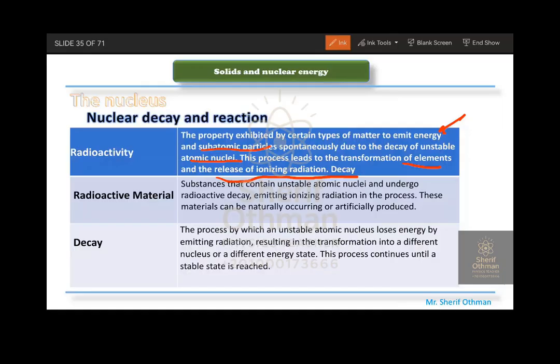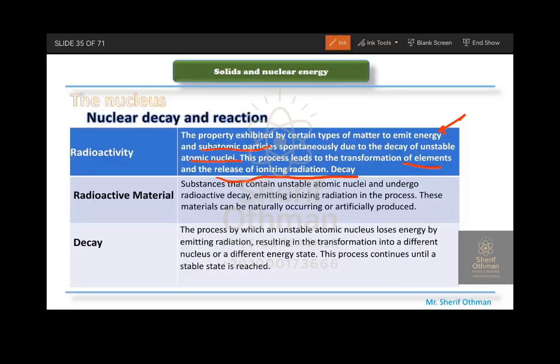Radioactive material is a substance that contains unstable nuclei. So radioactivity is the process we defined, what happened, while the radioactive material is the material which is doing this action. It is a substance that contains unstable atomic nuclei and undergoes radioactive decay, emitting ionizing radiation. These materials can be naturally occurring or artificially produced. Decay is the process of losing. It's not the phenomenon, it's the process. So radioactivity is the phenomenon. Radioactive material is the material.